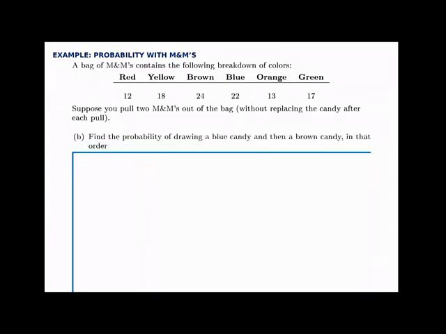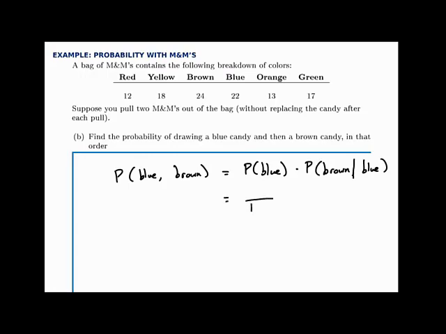For the next part, we want to find the probability of first drawing a blue candy and then a brown candy in that order. So the probability of drawing blue, then brown, again is going to be the probability first of drawing a blue one, and then assuming that happened, the probability the second one is brown, given that the first one was blue. So again, there are 106 to begin with, and out of those, 22 of them are blue.